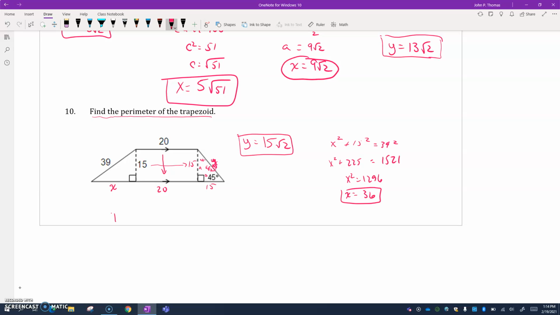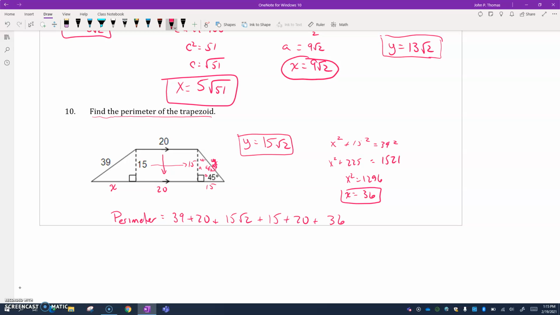But it asked me for perimeter. And perimeter, I add up all the sides. So I've got 39 plus 20 plus my y, which was 15 root 2, plus the 15 plus the 20 plus the x value, which was 36. So at this point, it's really calculator work. We can add those up real quick so you've got the right answer to compare versus.